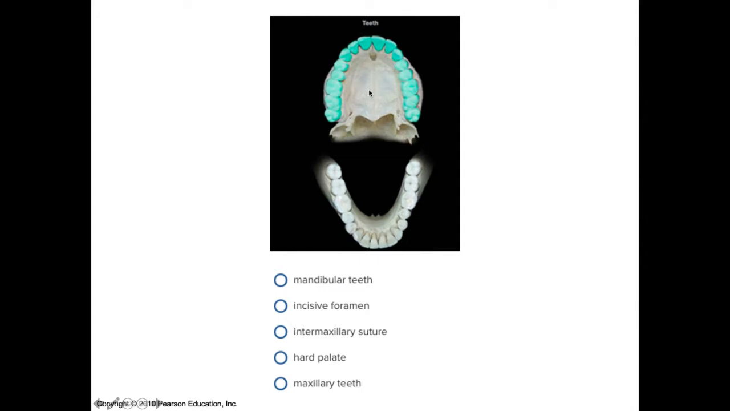Okay, so now we know this is the upper jaw, and this is the lower jaw, because that's the hard palate. You don't have a hard palate on the bottom jaw. Bottom jaw is the mandible. Top jaw is the maxilla.